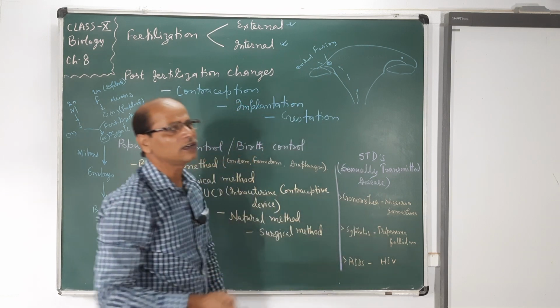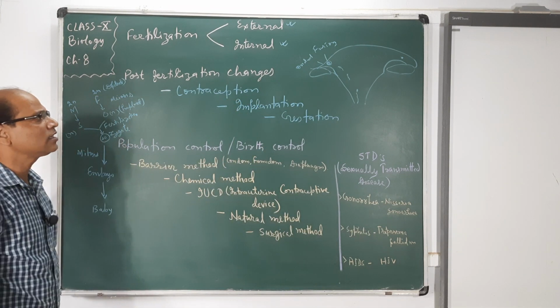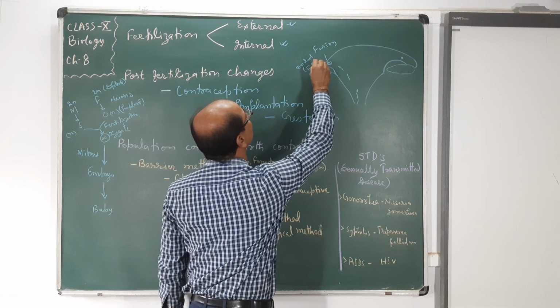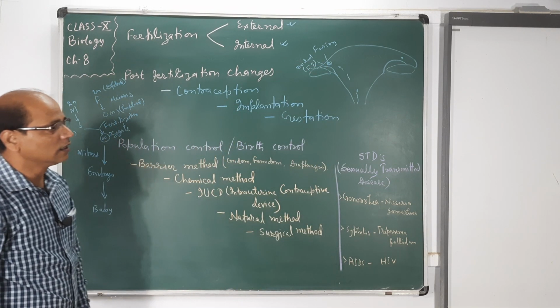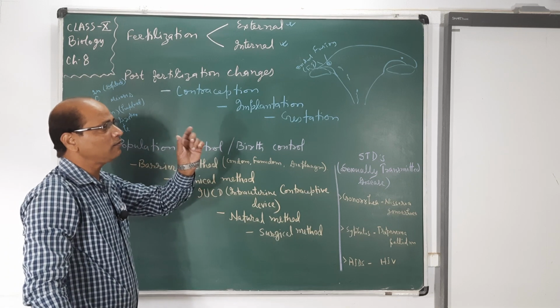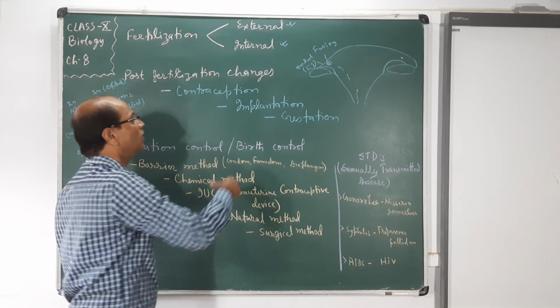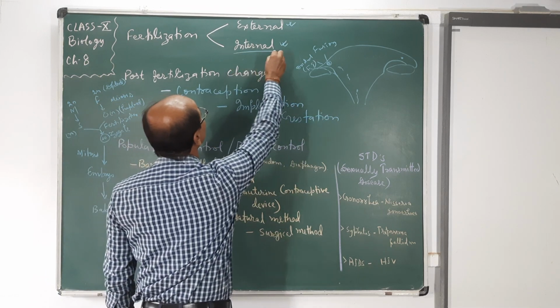Oviduct, or we can say fallopian tube. So this particular place is for what purpose? For the fertilization of the sperm and ovum in human beings or in the higher organism. So this is called internal fertilization.